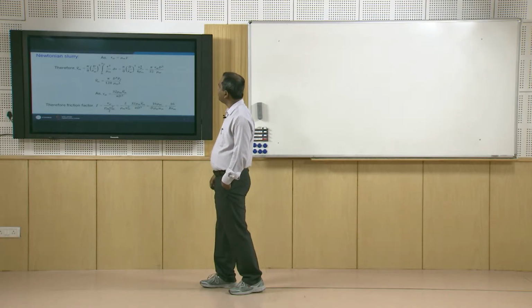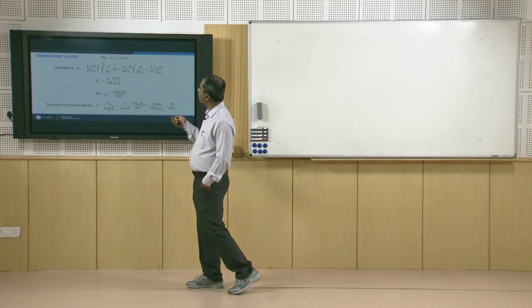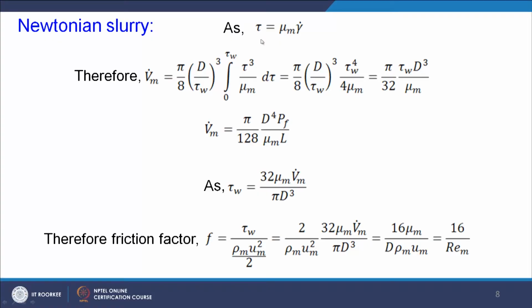So, if you see in case of Newtonian slurry, we know laminar and Newtonian. So, we know that tau is equals to mu m into gamma dot. So, let us replace this gamma dot over here with tau by mu. So, we will be getting something like this. So, tau cube mu m delta tau. Okay. Once we go for the integration, it gives me tau to the power 4 by 4 mu m, okay, and cancelling out tau cube and tau to the power 4, it gives me pi by 32 tau w d cube by mu m.